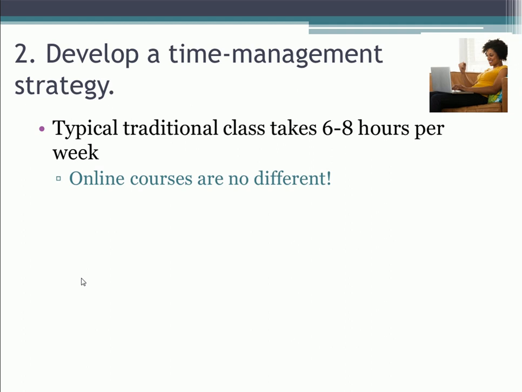Now, this class being an online class and being a summer class, that means that we're going to cover 2 units per week. So if a normal class is going to require you to have 6 to 8 hours per week, then an online summer class where we're covering 2 units per week is going to require you to have about 12 to 14 hours per week in order to accomplish all of the work of the course.